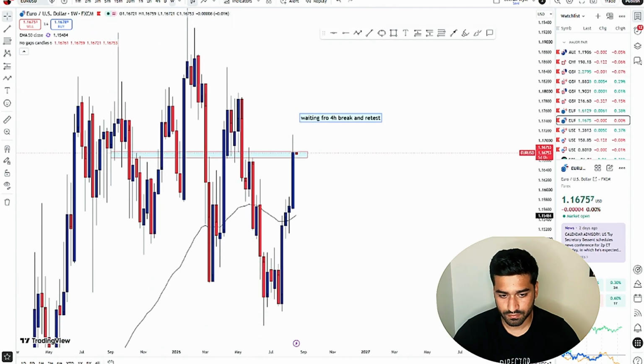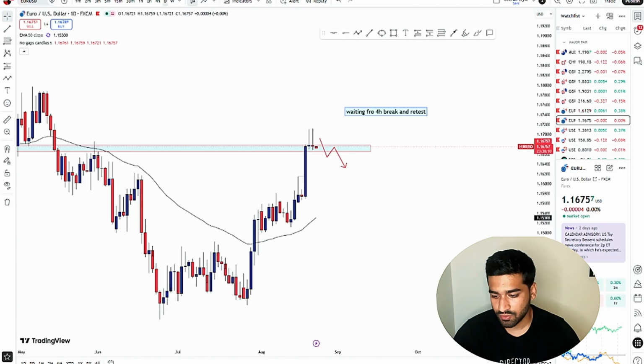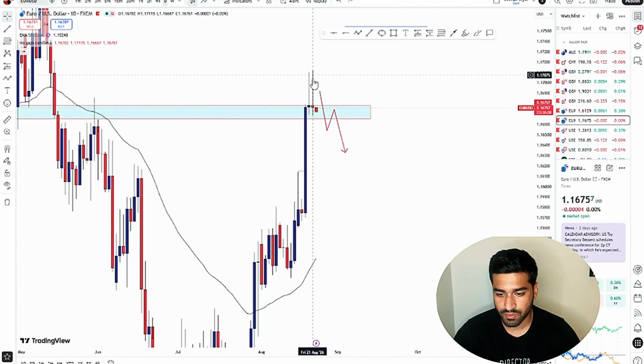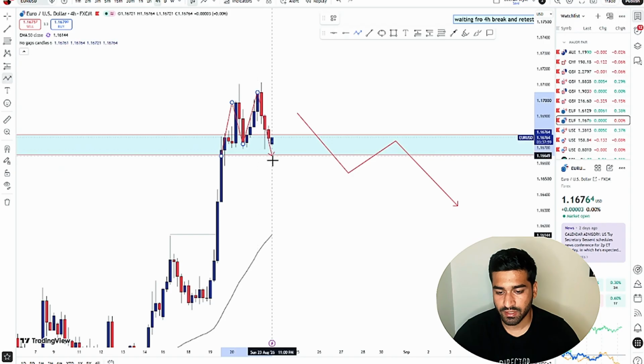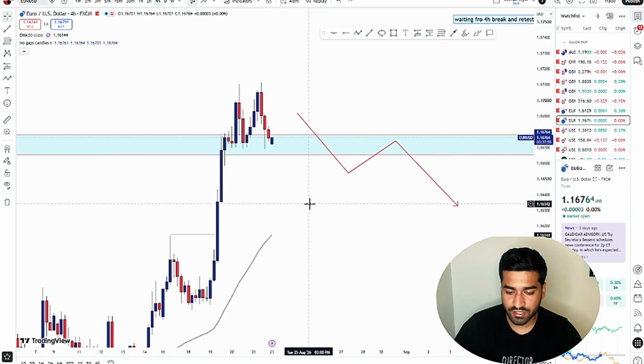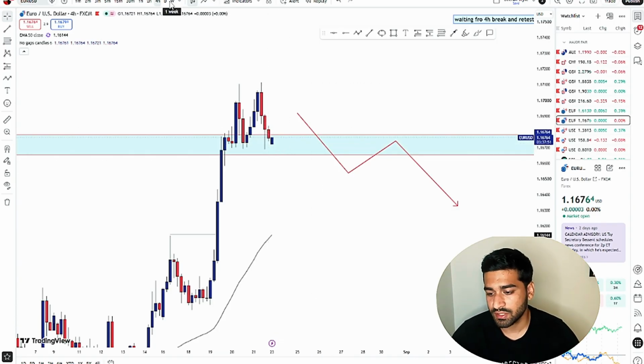Euro USD. The weekly is currently bullish. If I go to the daily, it is also bullish, but we have this rejection candlestick. The 4 hour will become bearish, so we will have this left shoulder and the right shoulder here, and I will look for the entry signal in this right shoulder. So this is also a counter trend trade and it's risky.